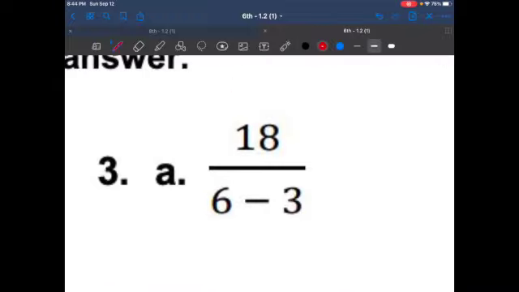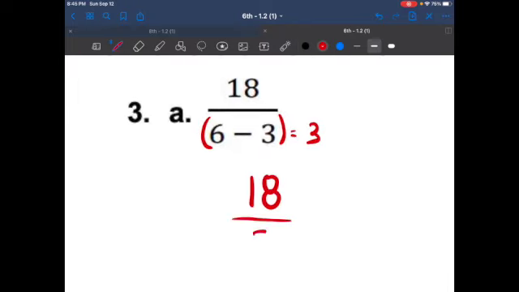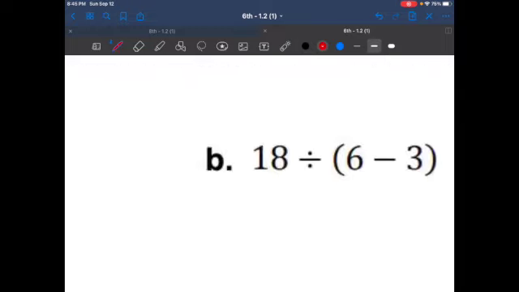Alright, so this is kind of similar to the last one we just did. Let's see if we can follow the rules. So we'll solve what's on the bottom first. What is 6 minus 3? We know that's going to give us 3. So now we just have to rewrite our problem. We have 18 over 3. Well, what is 18 divided by 3? We know that that is going to give us 6. So we know this answer is going to give us 6. Alright, let's try the next one.